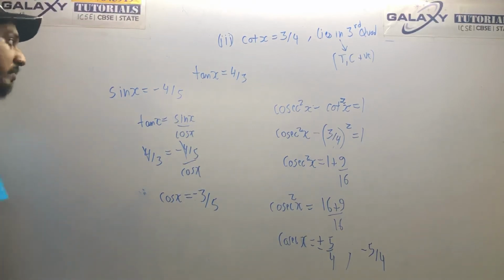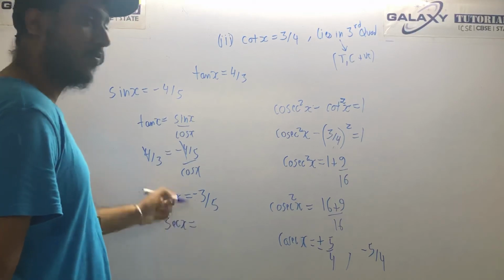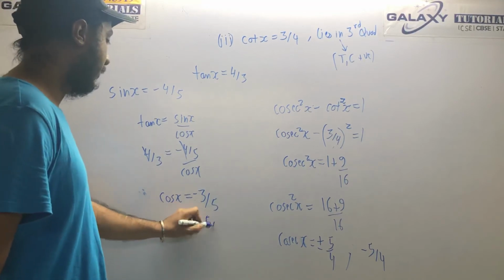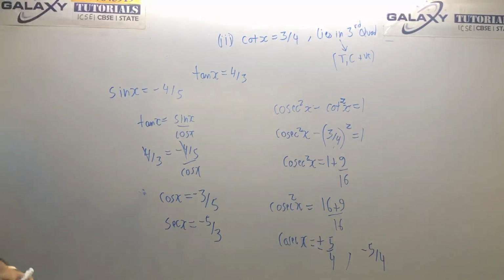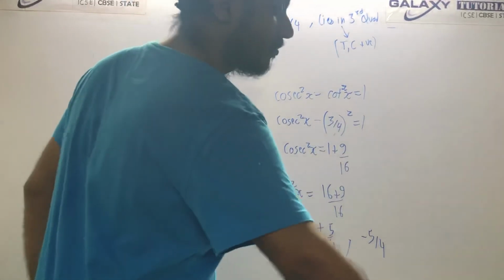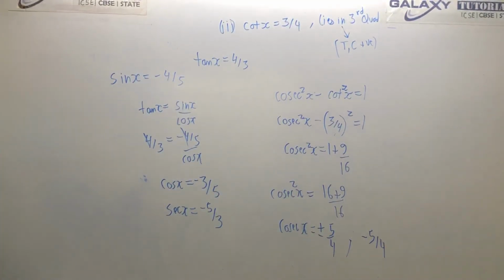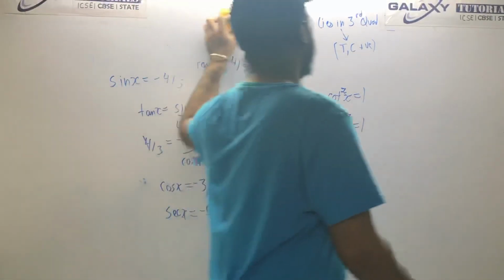What is remaining now? Sec x. For sec x, just take out the inverse of cos. This will be minus 5 upon 3. So these are all the values of the trigonometric functions. All trigonometric function values are here now. So this is the end of this part. Now we will start the last part of the last question.